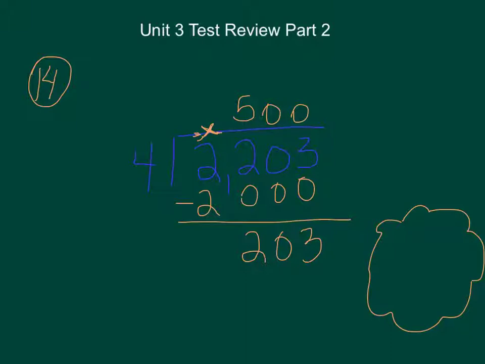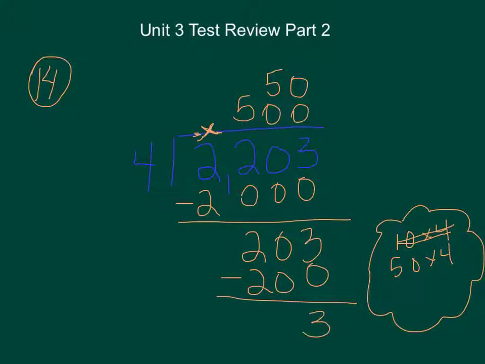Well, then I'm going to be thinking in terms of tens of groups of 4. 10 times 4 is 40, 20 times 4 would be 80, 30 times 4 is 120, 40 times 4 is 160, 50 times 4 is 200. Aha! 50 times 4 is 200. I'm definitely not going to get to 60 times 4 because that's 240. So I can get another 50 groups of 4 out of this, which takes another 200 out of my dividend, and that leaves me with 3 in my dividend.